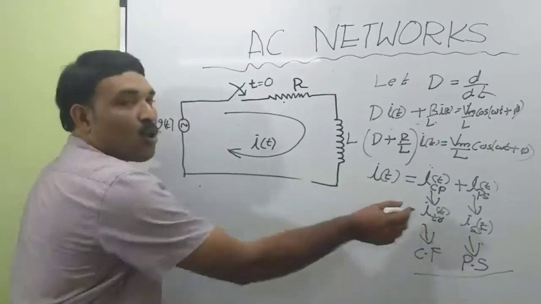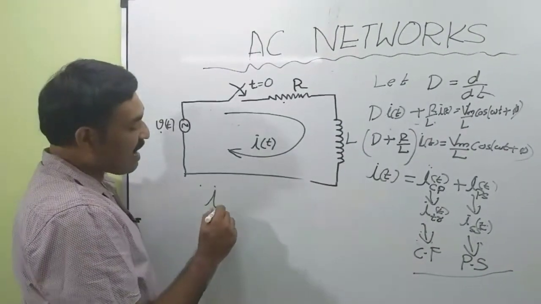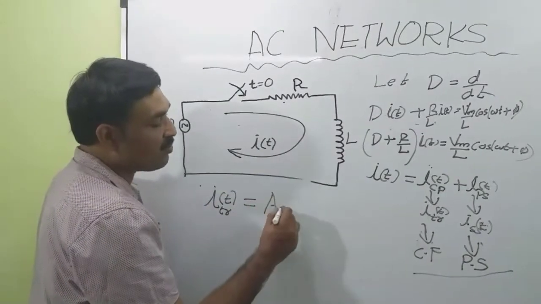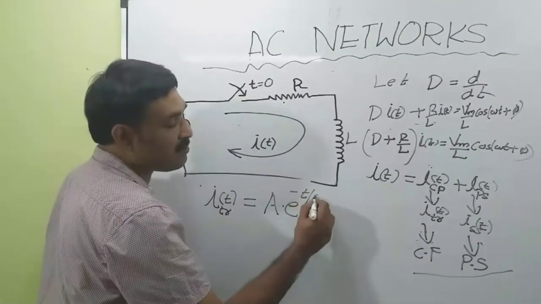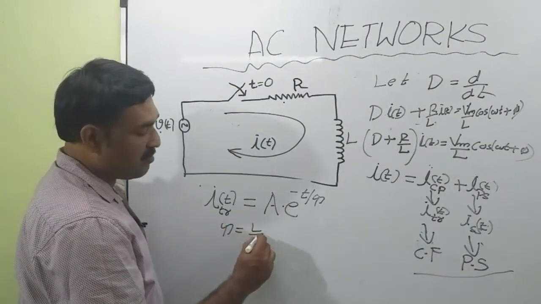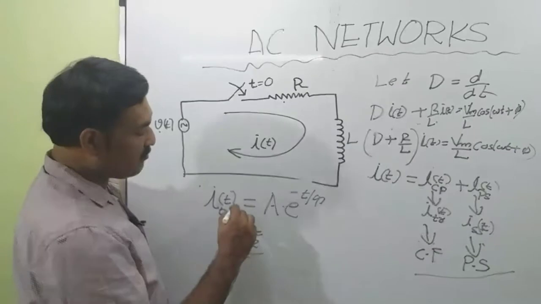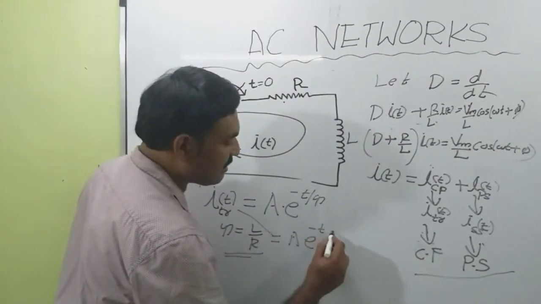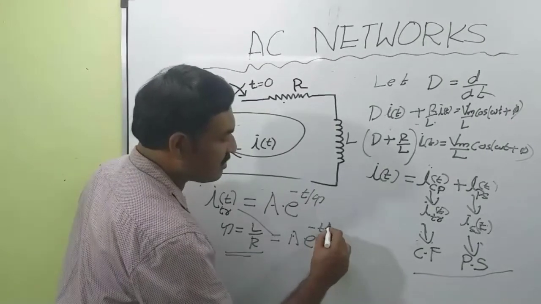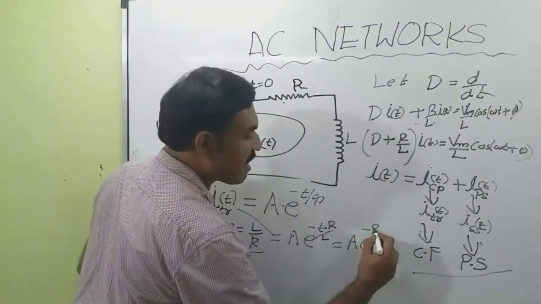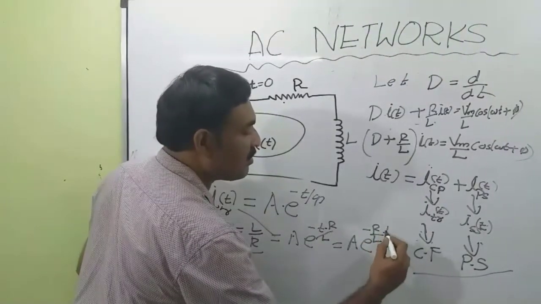So we can write the complementary function, that is the transient response portion, in the form a into e raised to minus t by tau. And for an RL network, tau is equal to L by R. So this is equal to a into e raised to minus t by L into R, or a into e raised to minus R by L into t.